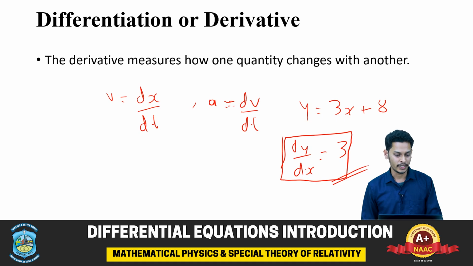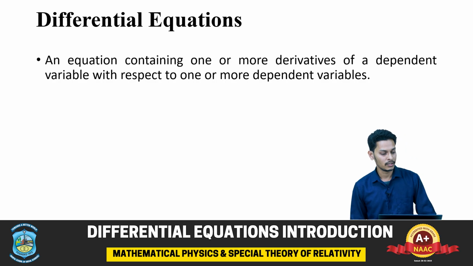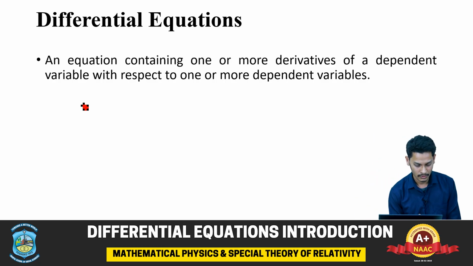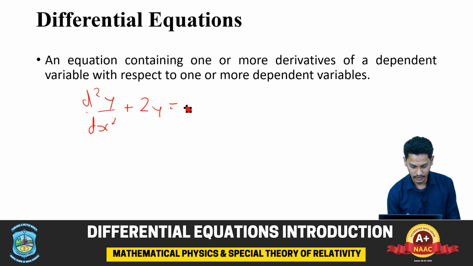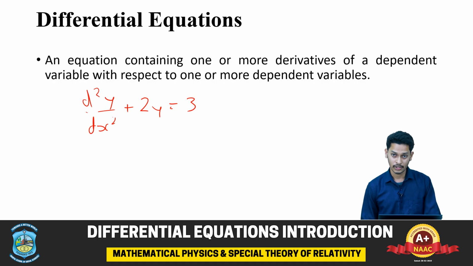Now, let us move on to the next. While combining the equation and derivative, we get differential equation, which is an equation containing one or more derivatives of a dependent variable with respect to one or more independent variables. For example, d square y by dx square plus 2y equals 3. It is an example of a differential equation.